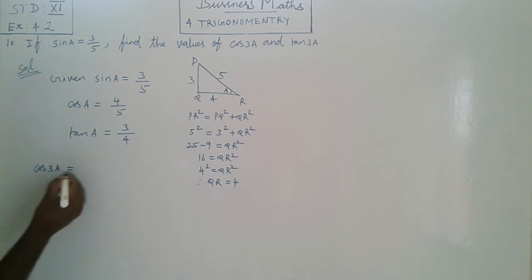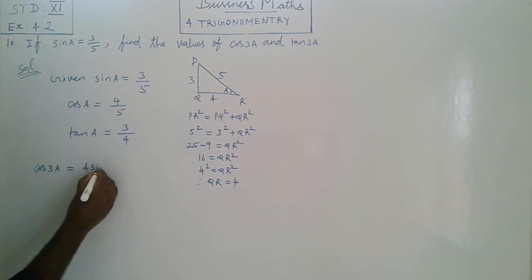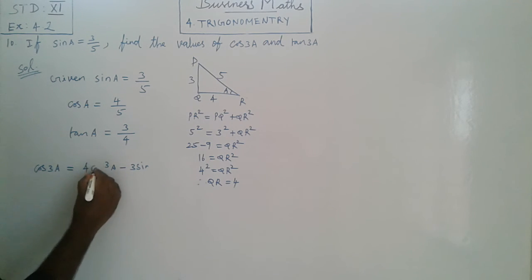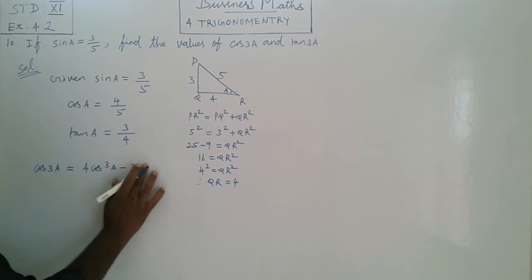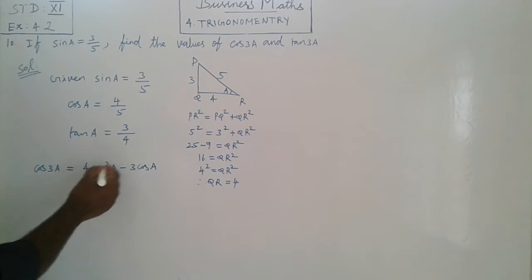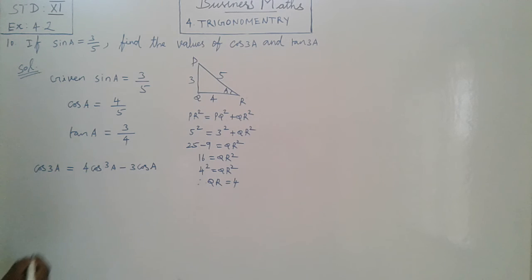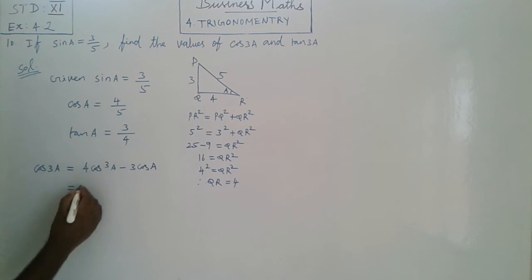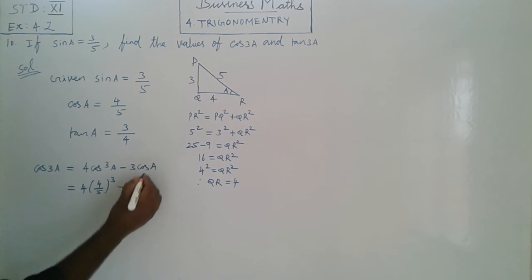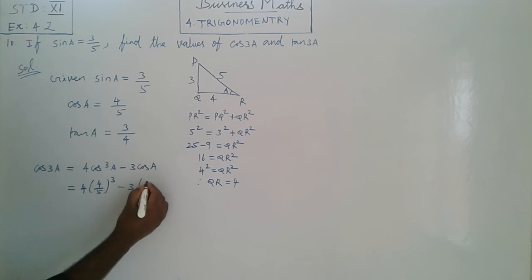Cos 3A equal to 4 cos cube A minus 3 cos A is the formula. So substitute the value here, 4 into cos A. Cos A is 4 by 5. 4 by 5 cube minus 3 into cos A, 4 divided by 5.